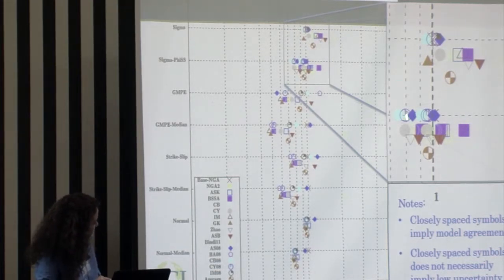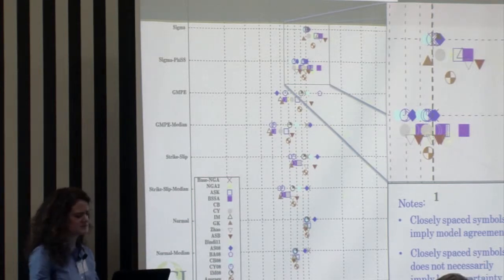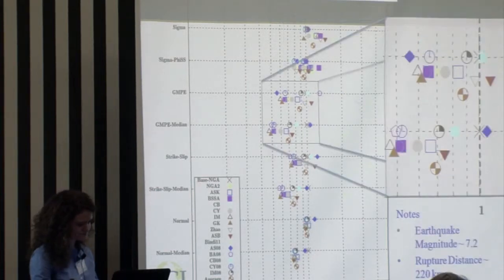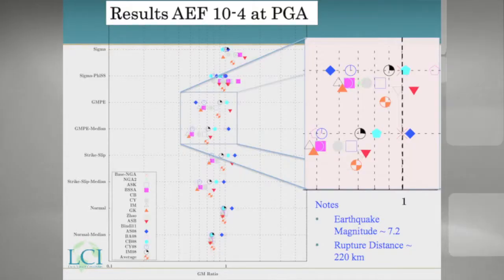Then moving on to the single station sigma, most of the points lie at less than a ratio of 1. This is just because you have a reduction in your total sigma, which means you get a reduction in your ground motion. So those results make sense. This is now moving on to the GMPE and the GMPE median.